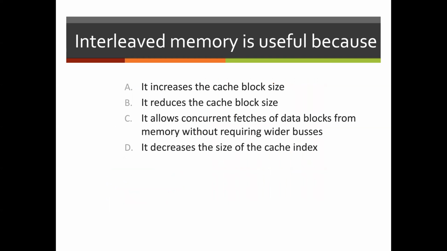So now we can go to our question. If we have an interleaved memory, it's going to be useful because it increases the cache block size, reduces the cache block size, allows concurrent fetches of data blocks from memory without requiring wider buses, or decreases the size of the cache index. Our answer is going to be that it allows for concurrent fetches of data blocks from memory without requiring wider buses.